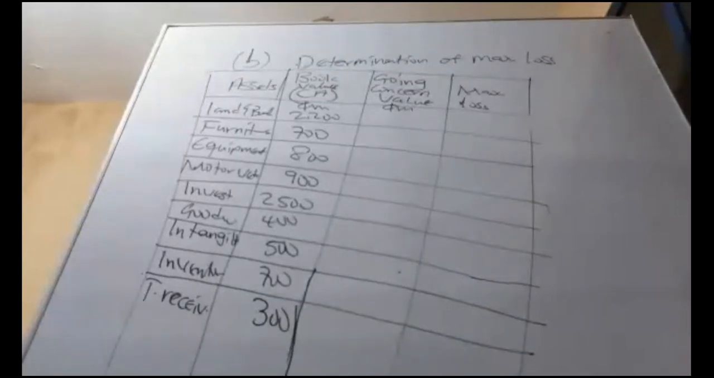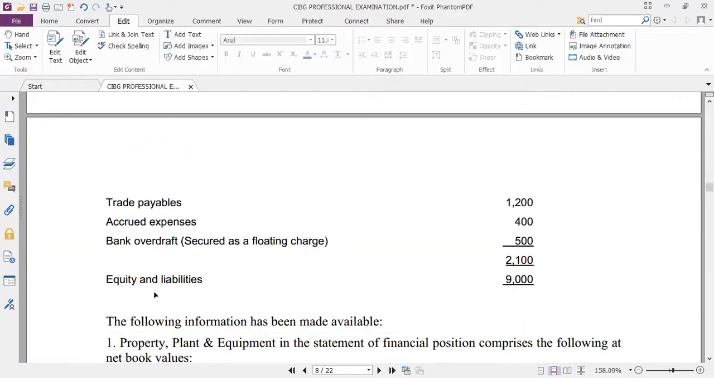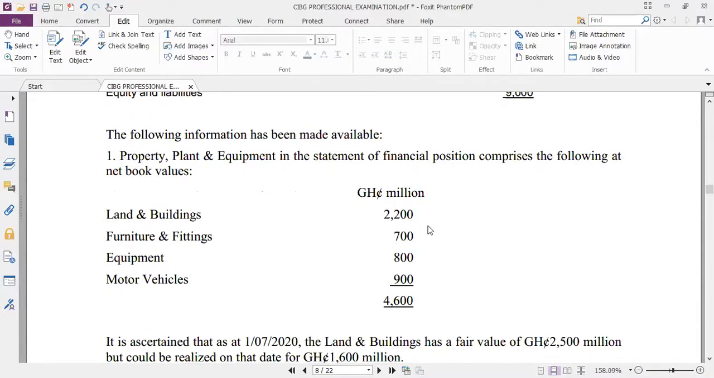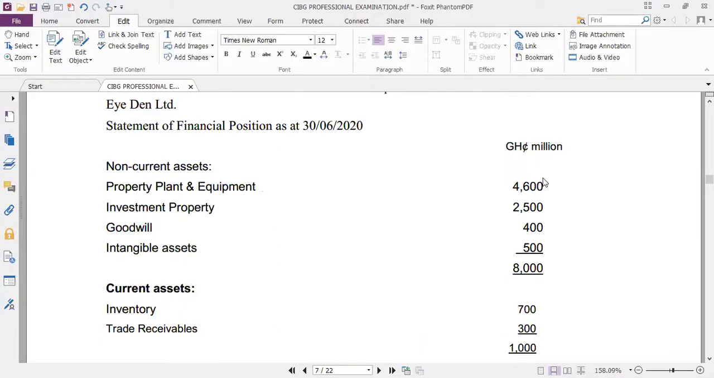So here it is, the PP note, Note 1. They said that the PP in the statement of financial position comprises the following at net book value. So this is a breakdown of the PP. Sum it up, you get 4,600. You go to the financial position, they have 4,000. That's the breakdown. How do you get that?